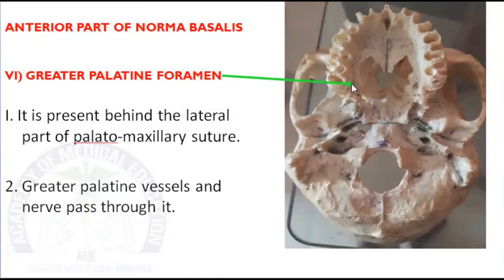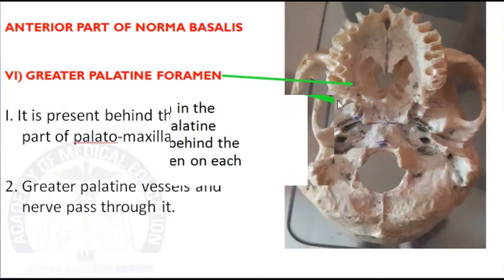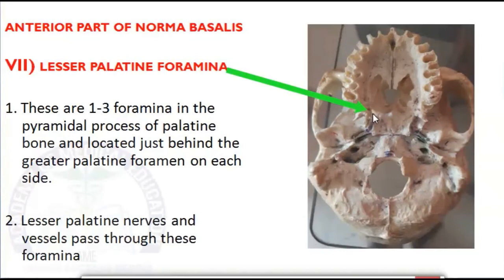Greater palatine foramina. It is present behind the lateral part of the palato-maxillary suture. The greater palatine vessels and nerves pass through it. Lesser palatine foramina. These are 1 to 3 foramina in the pyramidal process of the palatine bone and located just behind the greater palatine foramen on each side.